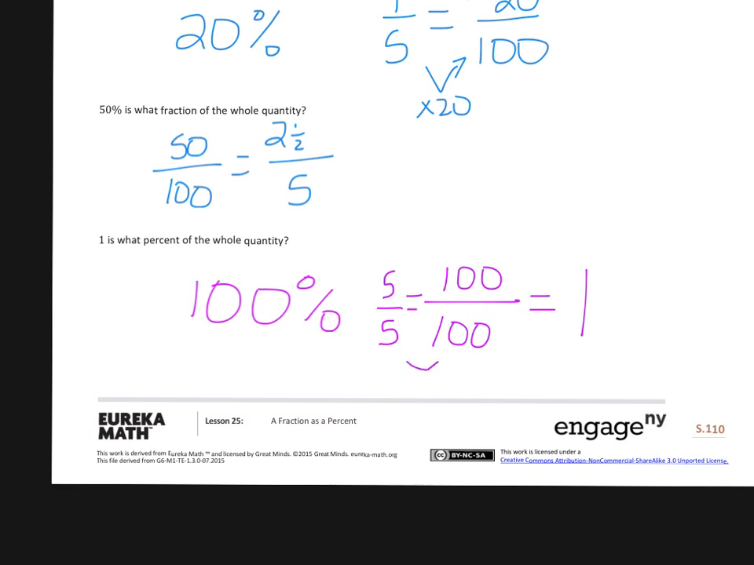This is just an equivalent fraction, times 20 and times 20. So out of 100, because a percentage is how many pieces you identify out of 100, the denominator has to be 100. That's how I get my 100%, 1 whole.